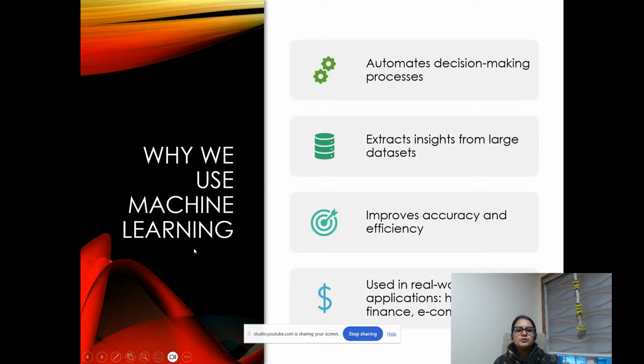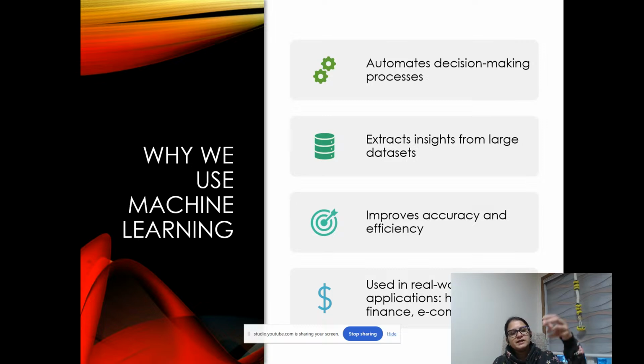Now, why do you use machine learning? Here it automates the decision process. Definitely, right? Because if I give you the same example again, you are working in real estate, you are building a model that will predict the sale price of the house, and it automates the decision making process. Here no manual work is required. If your model is ready, it will take the decision.